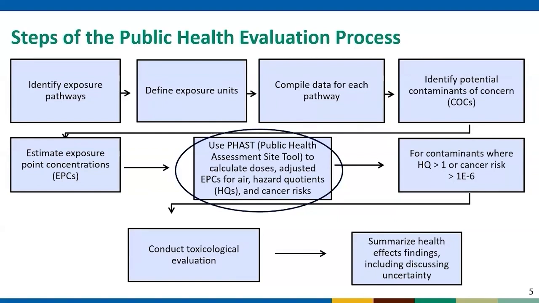Summarize the health effects findings, including discussing uncertainty. The topics in this diagram that we will cover in this webinar are indicated by the circle and the middle box. We will talk about using FAST to calculate doses, adjusted EPCs for air, HQs, and cancer risks. Later in this webinar, we'll have a short demonstration to show you how FAST works. I will only provide an overview of FAST, but there are numerous training videos available on the FAST resources page that provide more detail on how the different parts of FAST work.